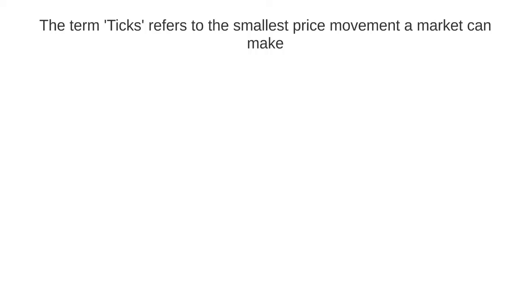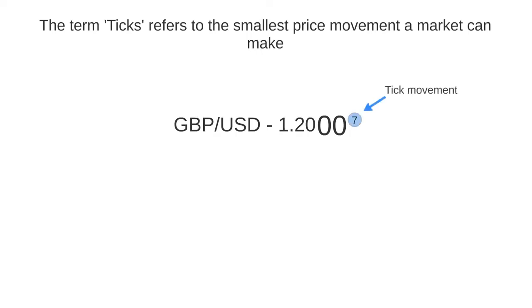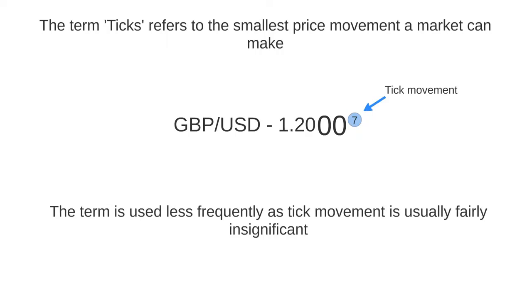As I said earlier, brokers have started quoting market prices to the 1/10 of a pip or a point. So a 1 unit change to the digit furthest right of the decimal place would represent a 1 tick move. This term is used less frequently by traders, as a 1 tick movement is usually pretty insignificant.